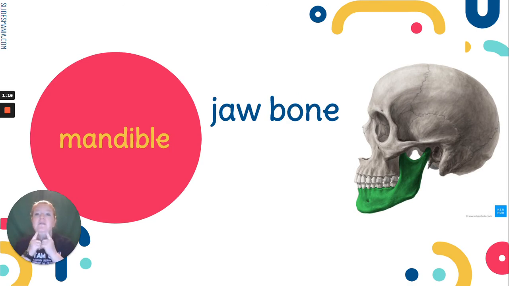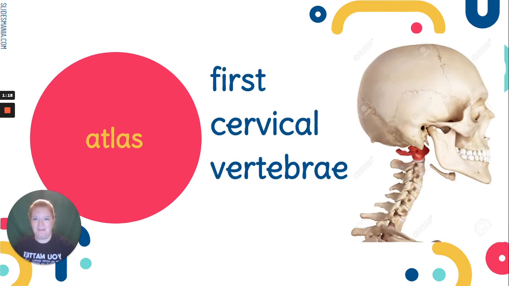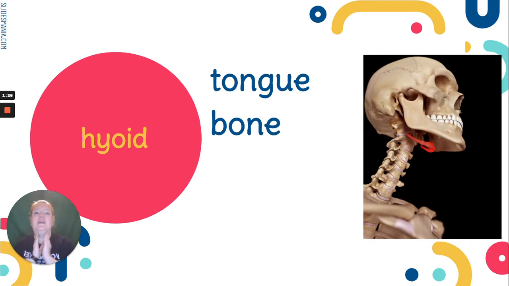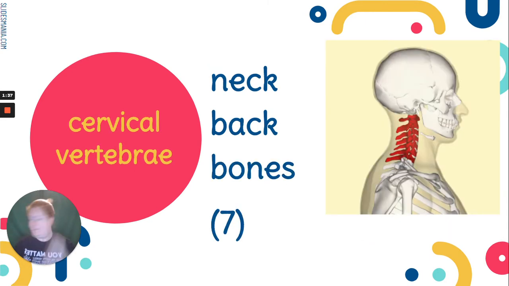The mandible, the jawbone. The atlas, which is your very first cervical vertebrae, and that's what your skull sits on top of. The hyoid bone right here, that's the tongue bone. This bone right here, you can kind of move it back and forth, and that provides attachment for the tongue muscles. Your cervical vertebrae in your neck, you have 7.